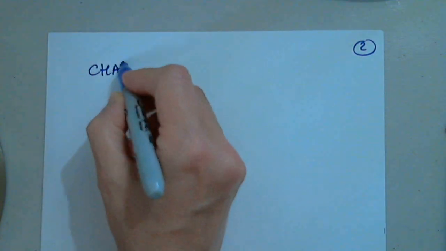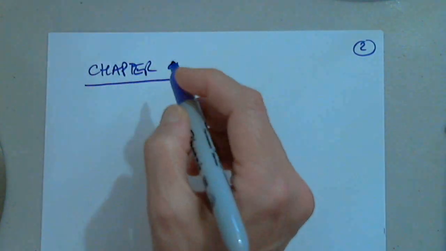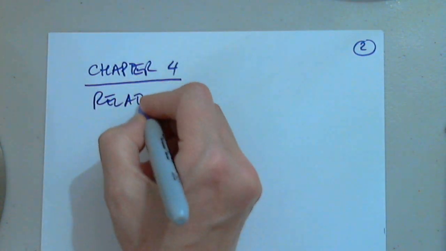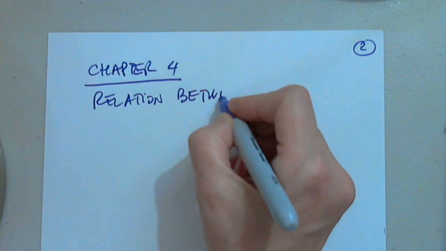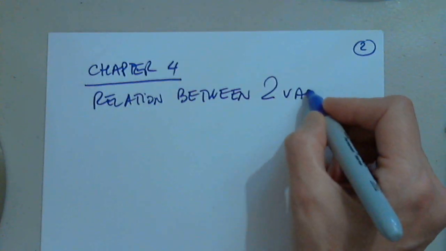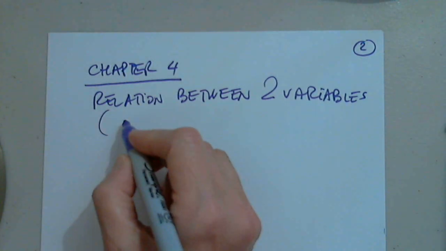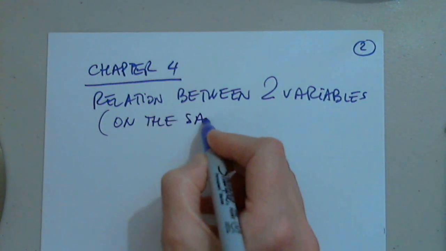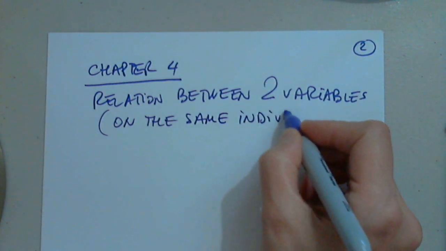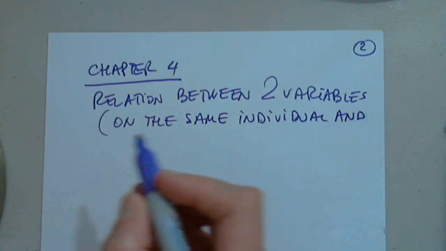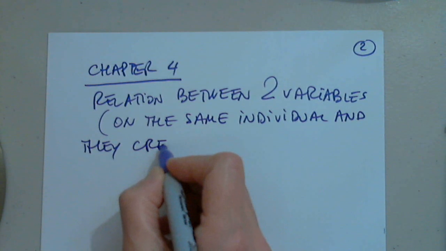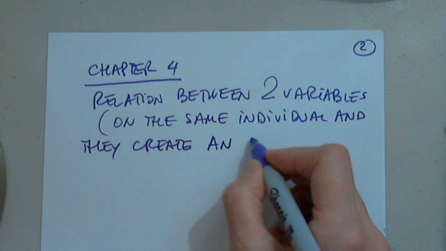So that's my page 2 and chapter 4. We're going to talk about the relation between two variables. In other words, not just any two variables, but two variables that are collected on the same person or the same individual, and they create an ordered pair.